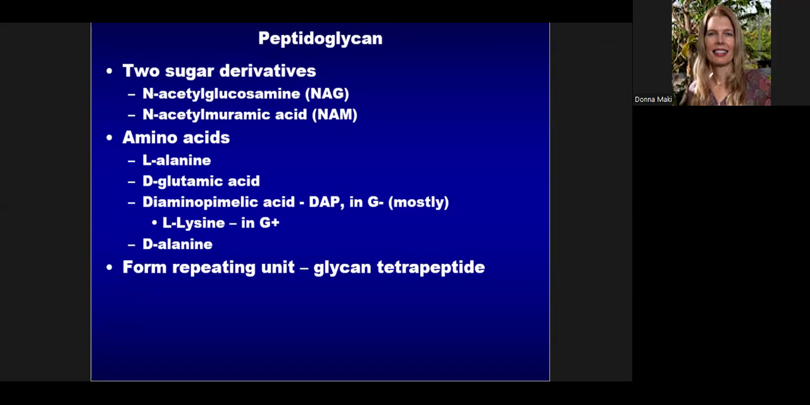Glycan is the sugar derivative. Tetra means 4 amino acids. Peptides are the amino acids in short chains. So often you'll hear it described that way. Peptidoglycan is a glycan tetrapeptide.